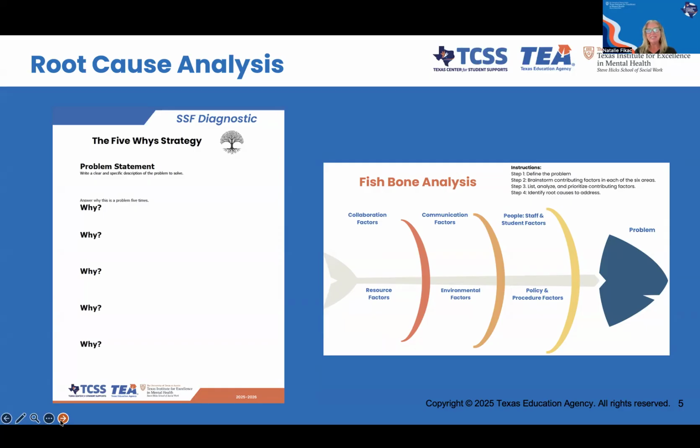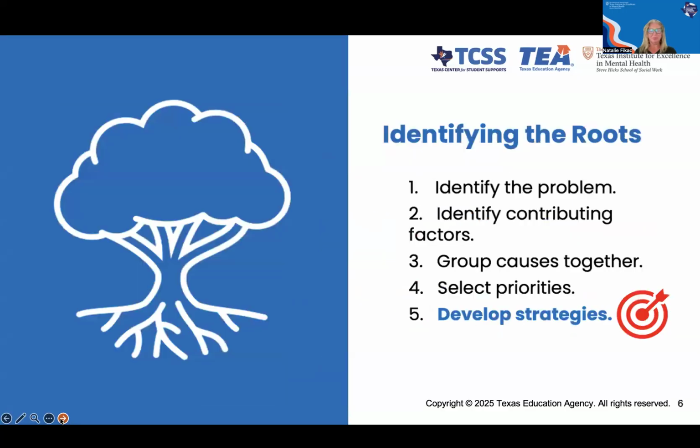The root cause is the core issue, the issue that sets in motion other cause and effect chains and results in the problem. For the purpose of this training, we're going to share two strategies for identifying the root causes of issues, the 5 whys and the fishbone analysis. We have provided blank templates of each of these for you to use with your teams.